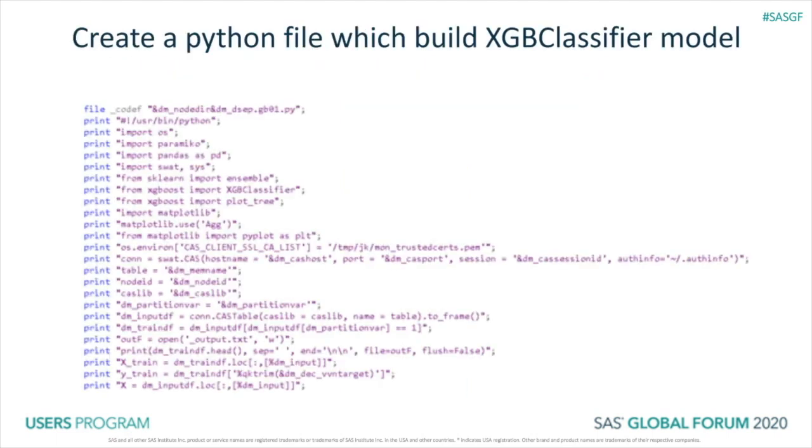The CAS procedure is used to create a Python file named gbstat.py, which, when executed, will run an extreme gradient boosting algorithm. This algorithm is an implementation of gradient boosted decision tree designed for speed and performance.